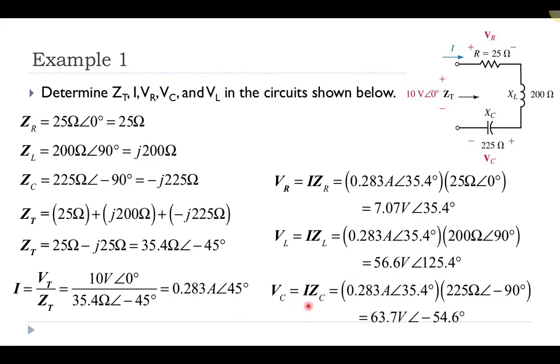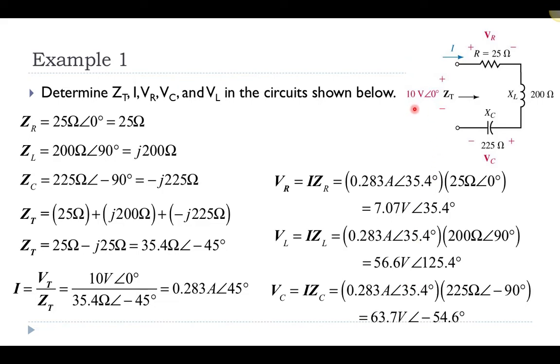So the voltage across the capacitor is just the current times the impedance for the capacitor. So here's my current, and here's my impedance for my capacitor. And so when I multiply those together, I get that the voltage across the capacitor is 63.7 with an angle of minus 54.6. So I realize that my voltage across my capacitor is actually lagging behind the current, which is what I would expect.